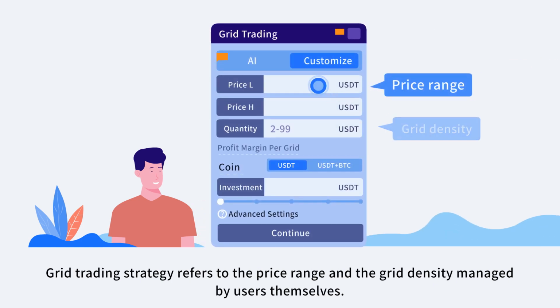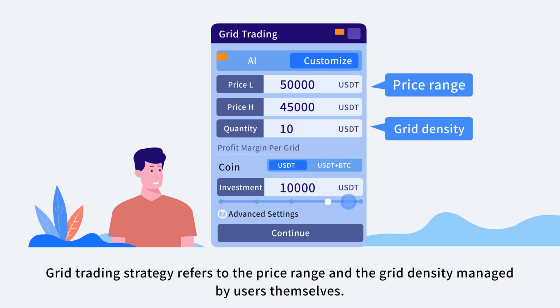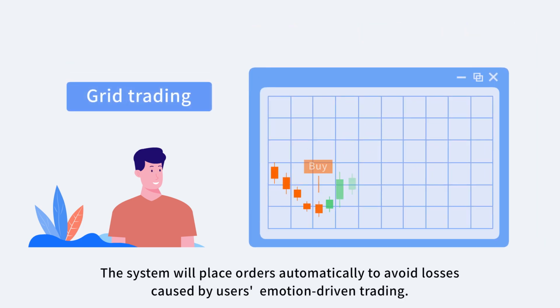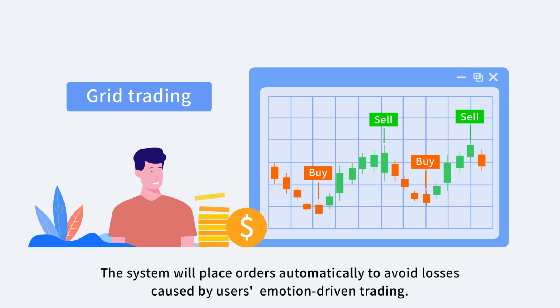Grid trading strategy refers to the price range and the grid density managed by users themselves. The system will place orders automatically to avoid losses caused by users' emotion-driven trading.